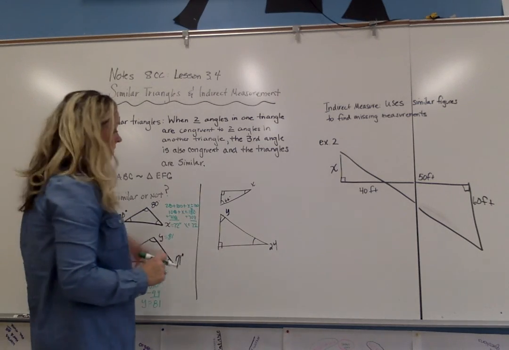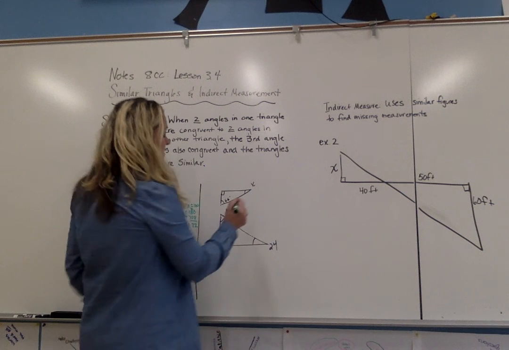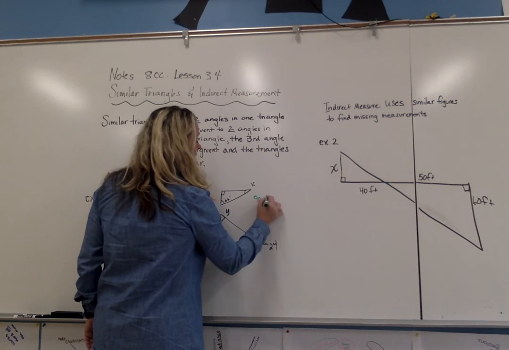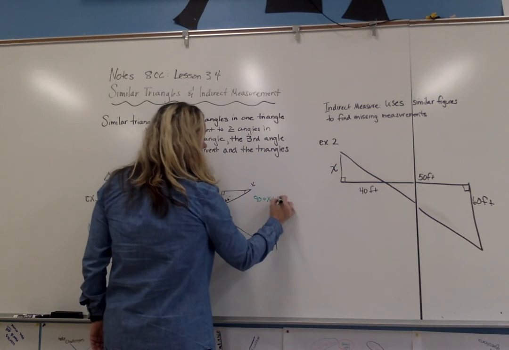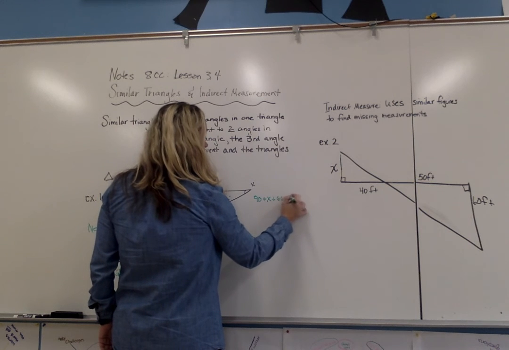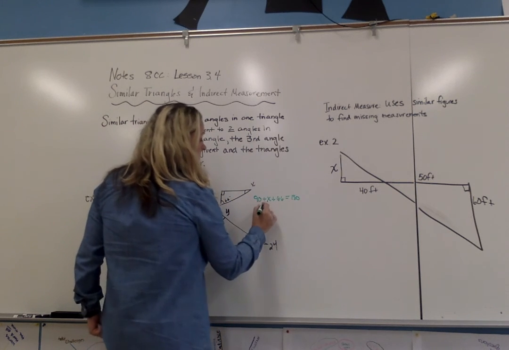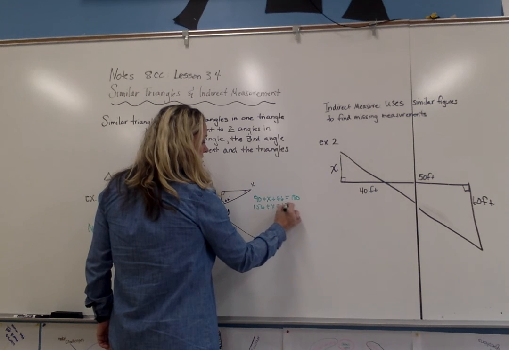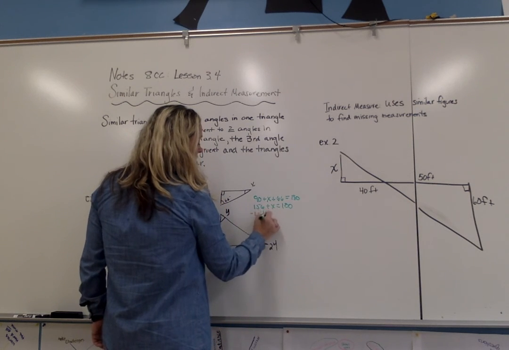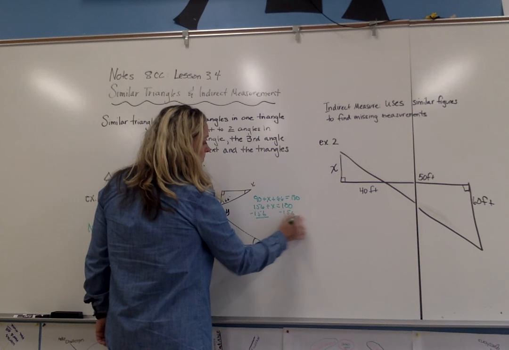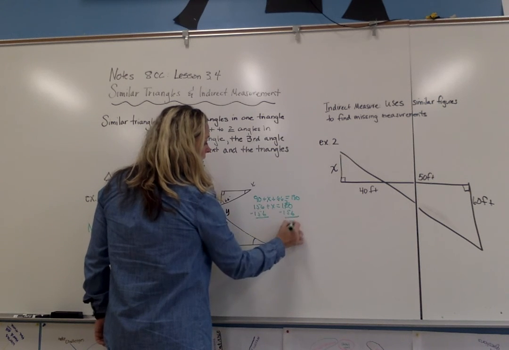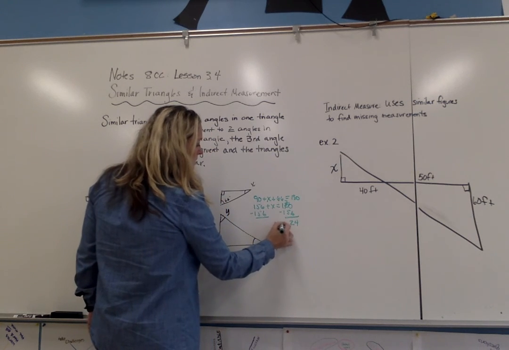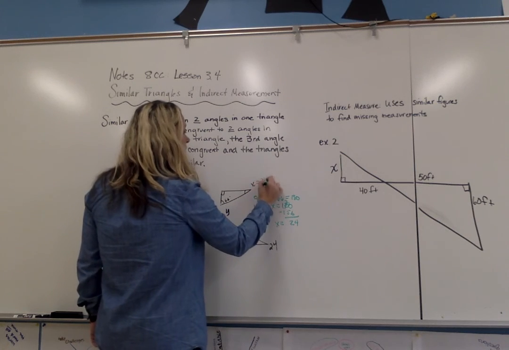Let's look at the second one. I have a 90 and x and 66, which means I'm going to set up an equation. The angle sum of triangles for the interior angles is 180. I have 156 plus x equals 180. I'm going to subtract 156. I end up with 24. So this missing angle up here is 24 degrees.